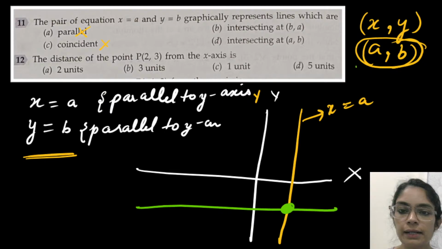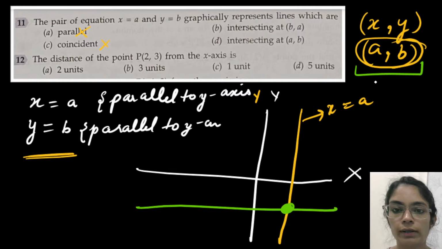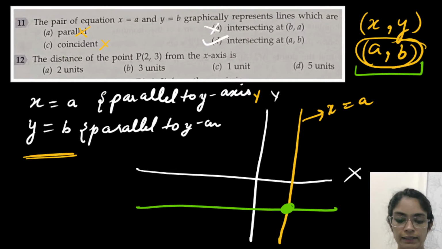So this point will be a comma b, not b comma a, because the x value we always write first in an ordered pair. So option B is not correct. Option D is the correct answer. I hope this is clear.